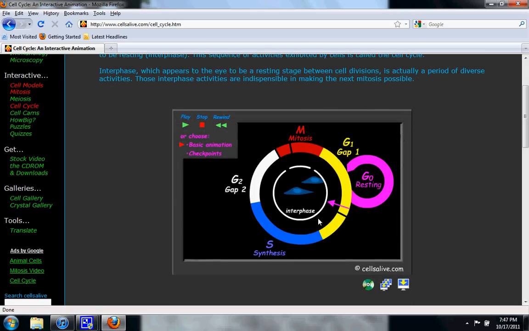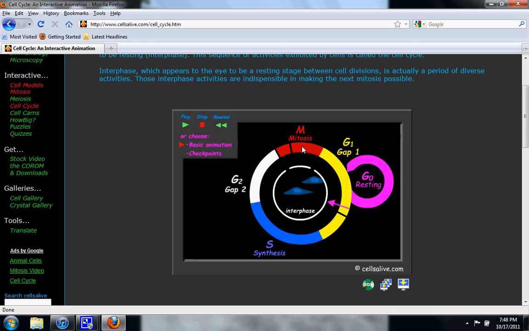This is a cycle, so it's in a circle, and these are cells right here, these two blue things. If you look here, you'll see there's actually four colors. One is red, one is yellow, one is blue, and one is white. I'm going to start at the yellow, and the yellow and the blue and the white all together are called interphase. Yellow, blue, and white are called interphase.